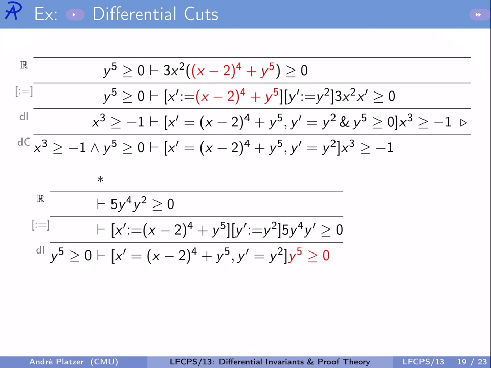And here now we have enough knowledge about y power 5 being greater than 0. Unfortunately, it doesn't matter which positive constant that was. So the whole thing actually proves. Good.